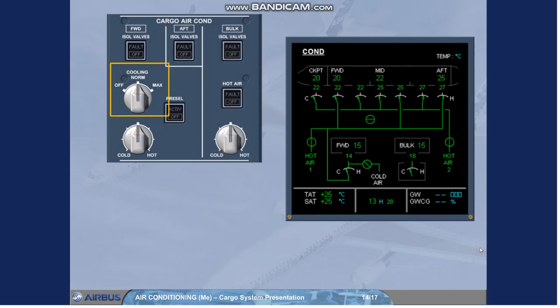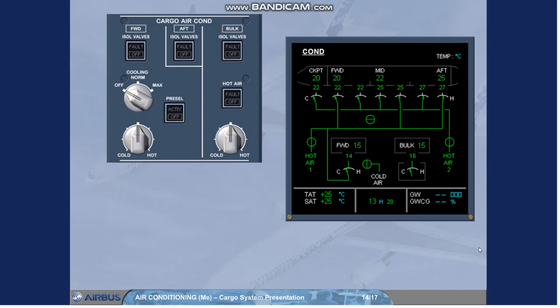The cooling selector is used to control the cold air valve position. In NORM, the cold air valve is partially open and is the normal position. In MAX, the cold air valve is fully open. In OFF, the cold air valve is fully closed.